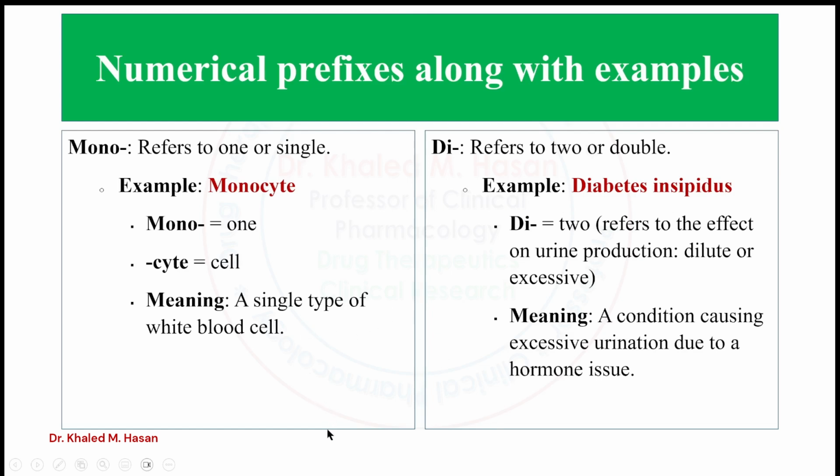Okay, start with the first medical terminology. We speak about mono. Mono refers to one or single. For example, monocyte. Mono means one, cyte means cell, and the meaning is a single type of white blood cell. Monocyte is a type of white blood cell.